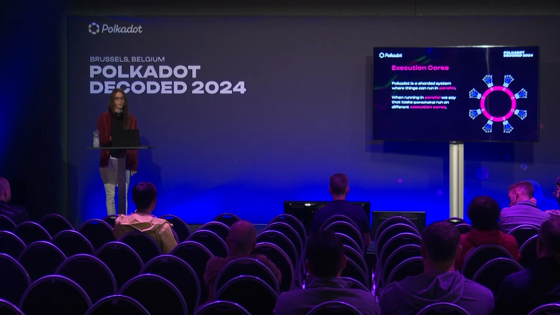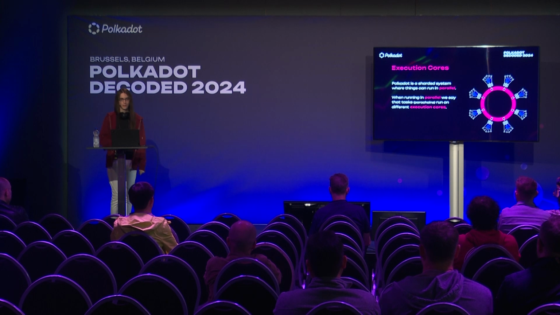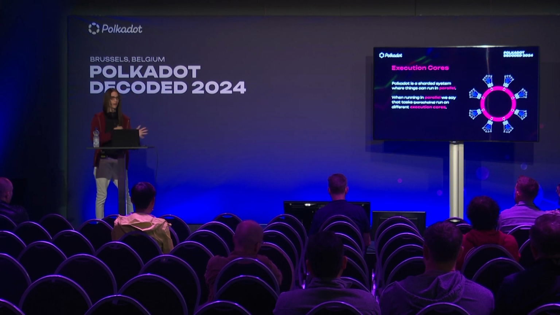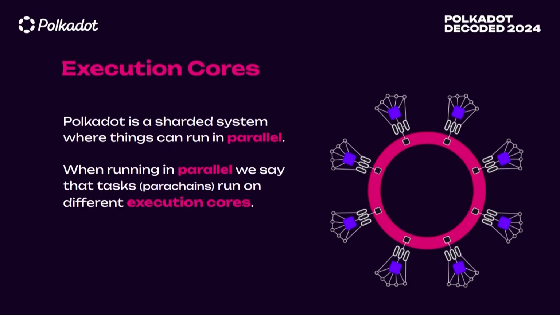So Polkadot fundamentally is a sharded system. What it means in short is that we run a bunch of different processes in parallel as parallel blockchains, parachains. And when we do run those parallel tasks, we say that they run on separate execution cores. Each parachain, each task sits and occupies an individual execution core. They're mapping one-to-one. And each execution core can process a single parachain block every 6 seconds.